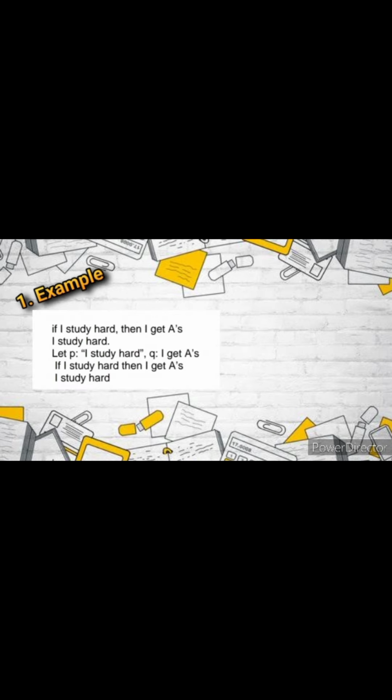Let's proceed to some examples of arguments. The first example is: if I study hard, then I get an A. I study hard. Let P be 'I study hard' and Q be 'I get an A'. The result is P → Q and P, therefore Q. This argument uses modus ponens, therefore it is valid.